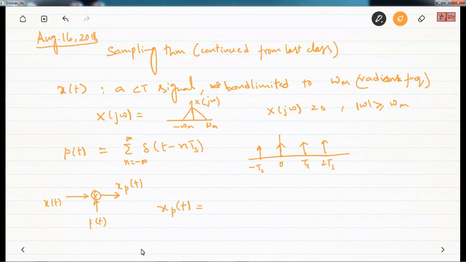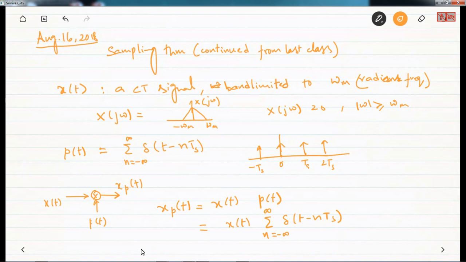So xp of t is nothing but x of t multiplied with p of t, where p of t is the sum of delta of t minus nTs, n equal to minus infinity to plus infinity. Here I had the period equal to T. Now I just changed the notation to Ts, to emphasize the fact that we are sampling at every Ts. We are getting one sample every Ts seconds.